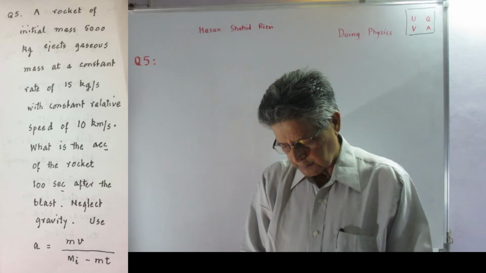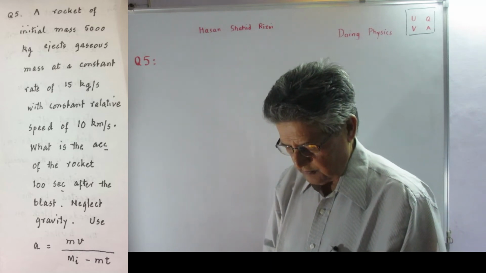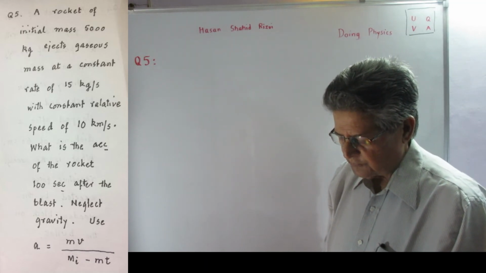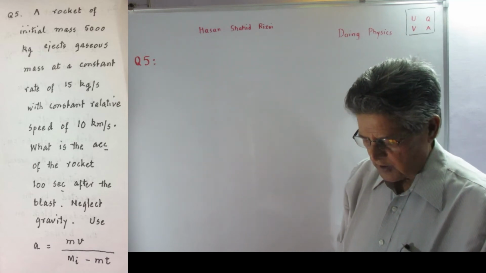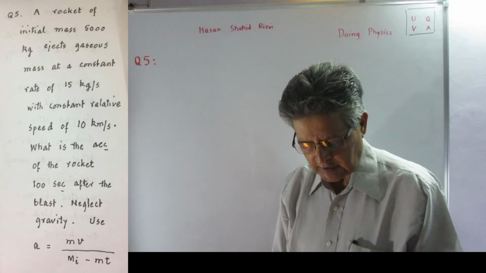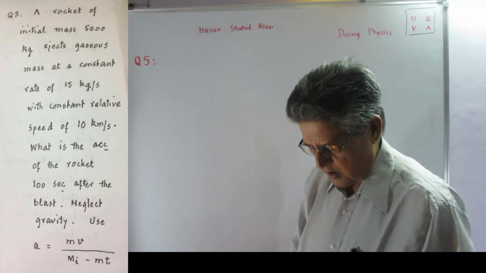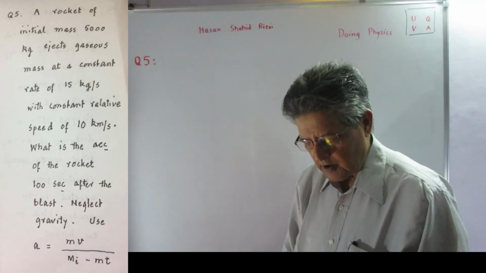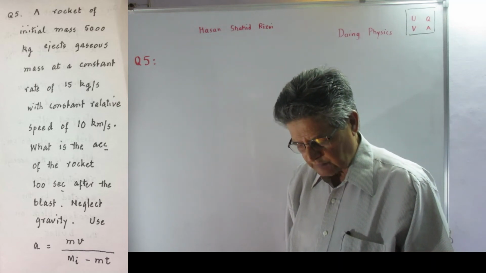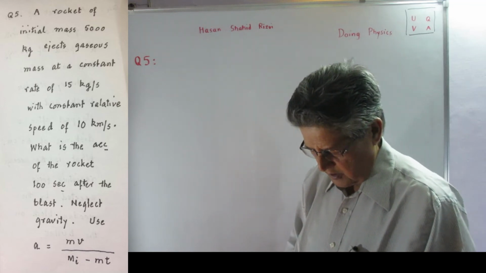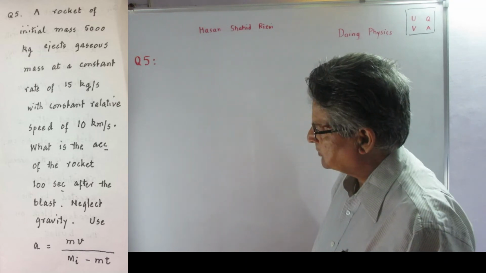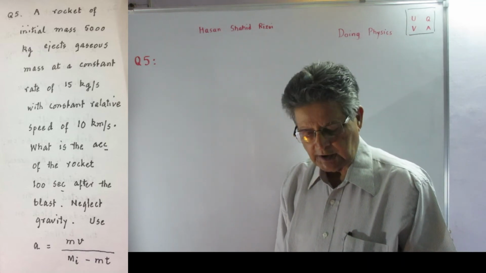Now the last question for today we are taking up, and it's appearing on this side of your screen. I read it for you slowly. A rocket of initial mass 5,000 kilogram ejects gases or gaseous mass at a constant rate of 15 kilogram per second with constant relative speed of 10 kilometers per second. What is the acceleration of the rocket 100 seconds after the blast? Neglect gravity and use A is equal to small m small v upon mi minus mt.